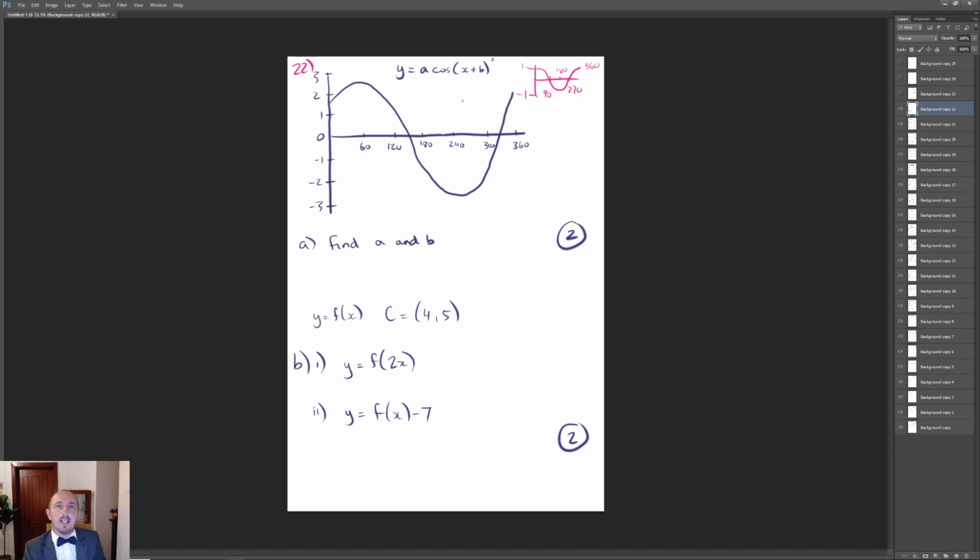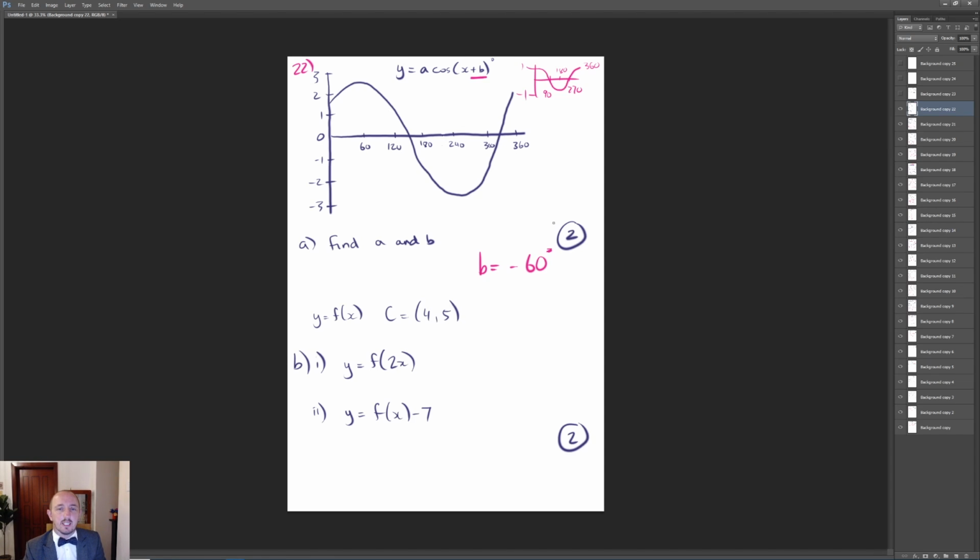So we're trying to compare that to this graph here. And what you notice, it doesn't go through 90 and 270, it goes through 150 and 330. So it's been shifted to the right by 60 degrees. So a shift to the right will be inside the brackets here, and it's opposite to what you think. So B is going to be negative 60 degrees.